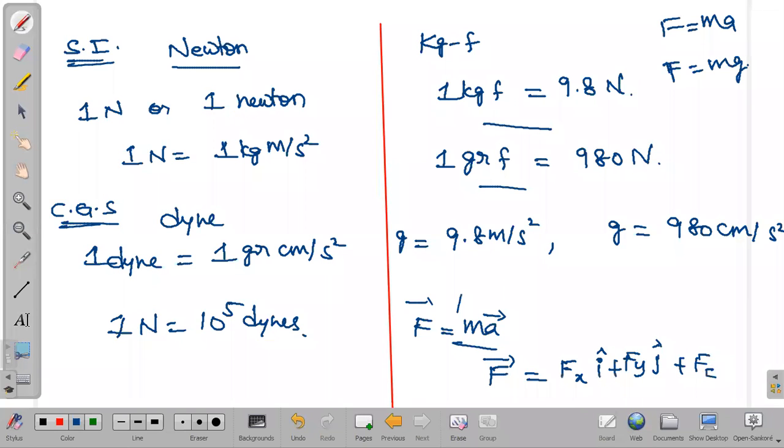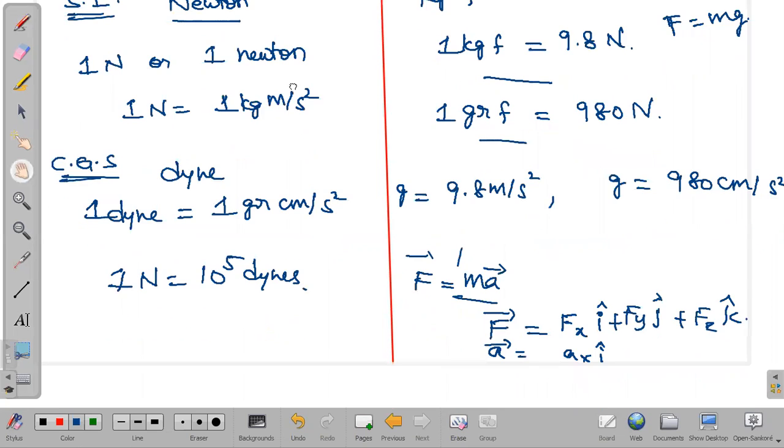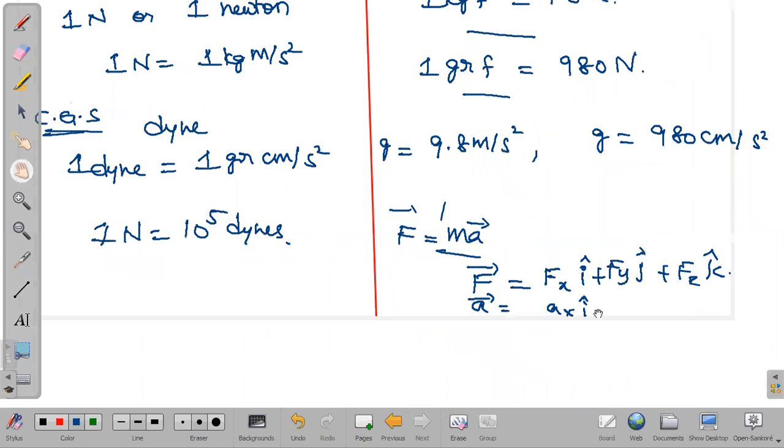Okay, so this is how we represent a force in three dimensions, in terms of its unit vectors. Of course we can write acceleration also in vector form: ax i cap plus ay j cap plus az k cap. In all three dimensions we are representing acceleration also, right? So this is what I said about it.